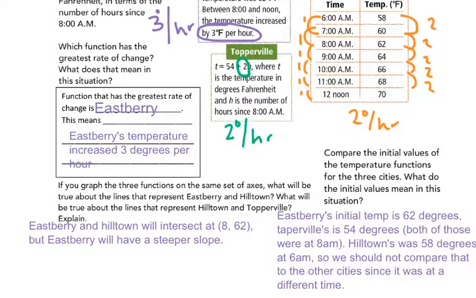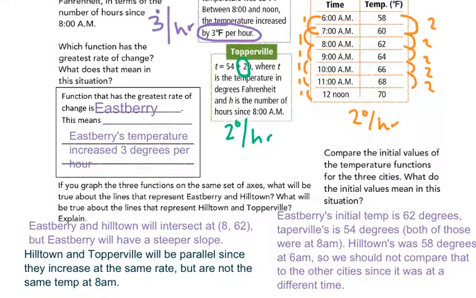Then when you compare Hilltown and Topperville, both of those increase at 2 degrees per hour. Hilltop starts at 54 degrees at 8 o'clock, and at 8 o'clock Hilltown is 62 degrees. So that means that the lines will be parallel since they don't start at the same temperature, but they increase at the same rate.